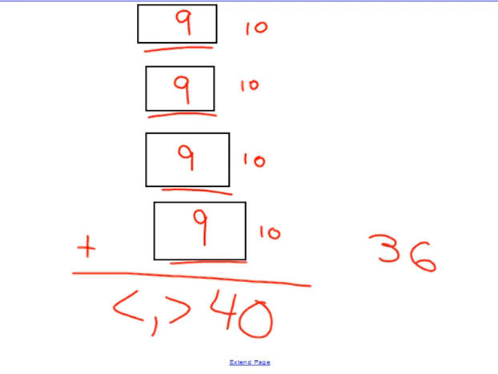Nine times 4. Yes, that's because multiplication is repeated addition. Repeated addition. So 9 plus 9 plus 9 plus 9 plus 9 is 9 times 5. You use multiplication? Well, that's good.